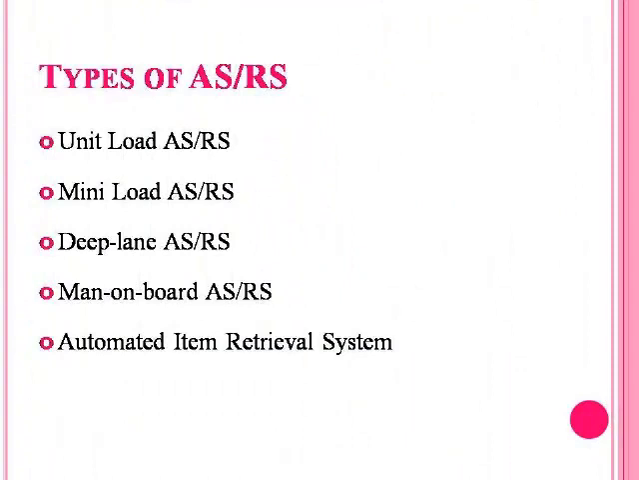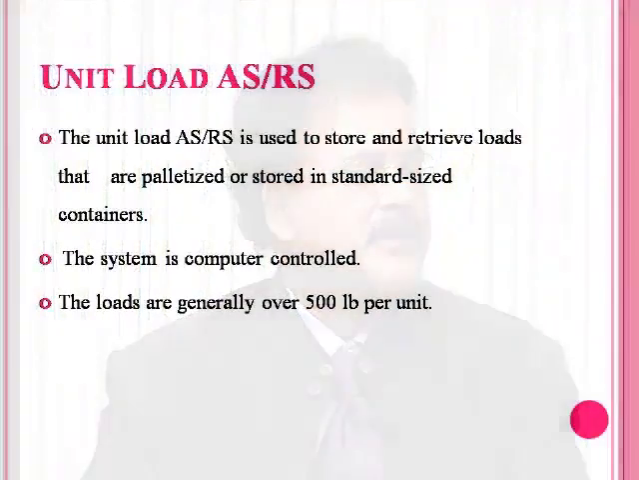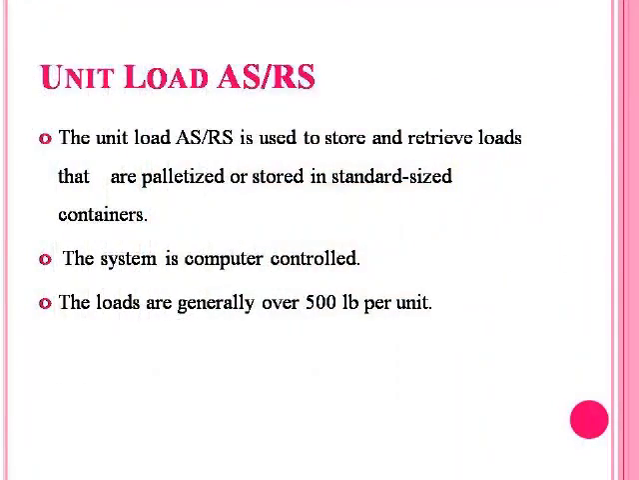Support of factory-wide automation. Types of automatic storage and retrieval systems include unit load ASRS, mini load ASRS, deep lane ASRS, man on board ASRS, automated item retrieval systems. Depending upon the applications, one of these types can be designed and kept in our factory. Unit load ASRS. The unit load ASRS is used to store and retrieve loads that are palletized and stored in standard sized containers. The system is computer controlled. The loads are generally about 500 pounds per unit. Heavier loads cannot be used in unit load carriers.